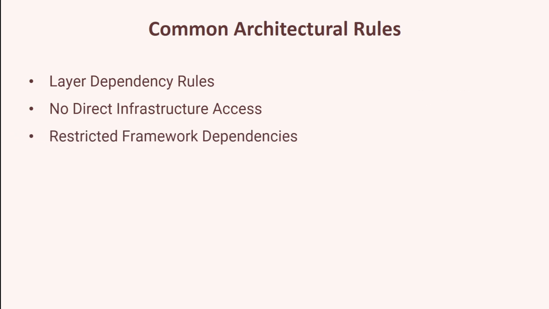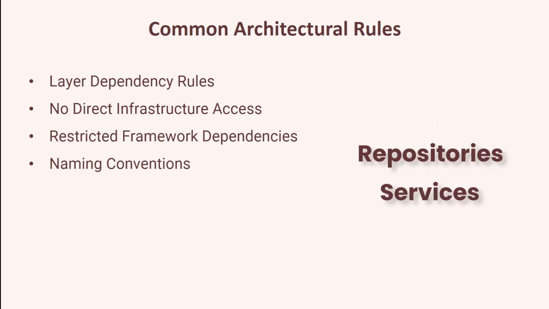You can also write architectural tests to restrict framework dependencies. For example, you can write an architecture test to check that the domain layer should not depend on any external libraries such as EF Core or ASP.NET Core. Another type of rule is the naming convention rule. You can write an architecture test to enforce the naming patterns for repositories, services, or interfaces.